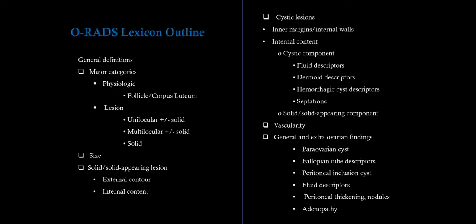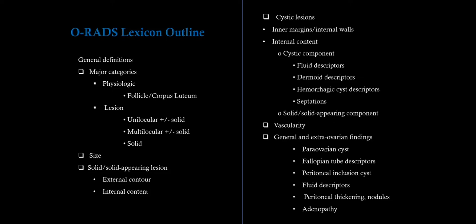has many categories into which we divide it. Like we said before, it can be divided into physiological, which is a follicle or a corpus luteal cyst. It can be a lesion: a unilocular cyst with or without solid component, a multilocular cyst with or without solid component, or a solid lesion. Size has to be measured. Solid lesions need to be described with their external contour and internal content.